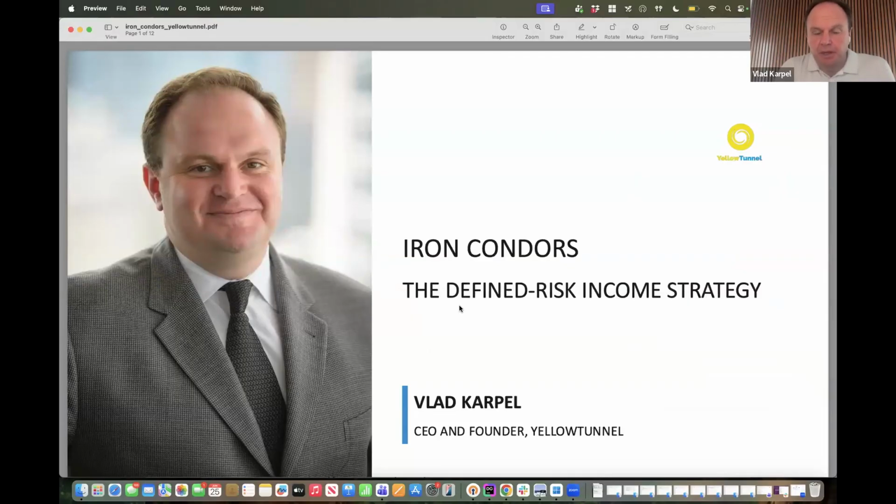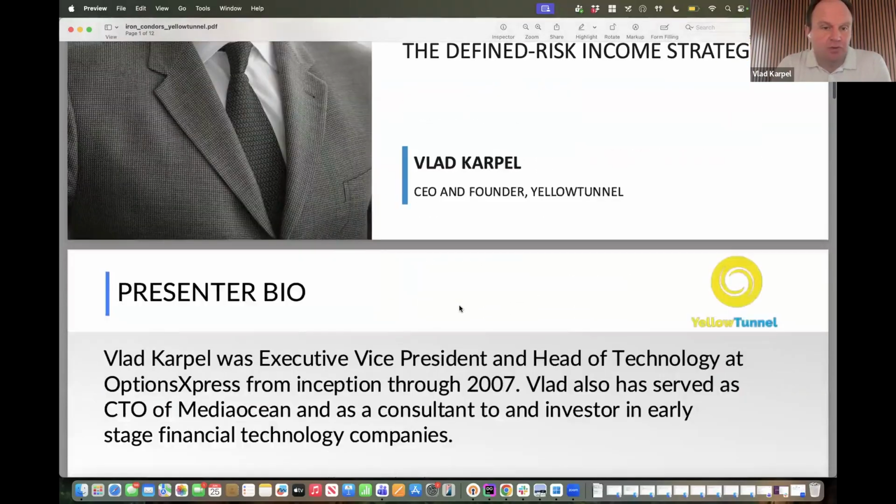Perfect. Thank you again, Natalie, for organizing this event and AGT for hosting it. Today we're going to talk about one of my favorite strategies, iron condors, especially, I think, for current market conditions. It's a defined risk income strategy, so we're going to go through some examples, what to look for, and when to use the strategy and when not to use the strategy. That's the goal for today.